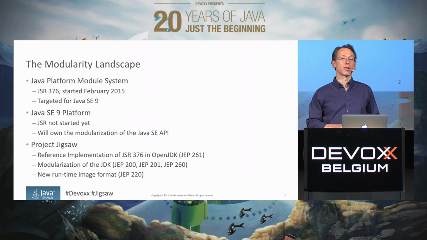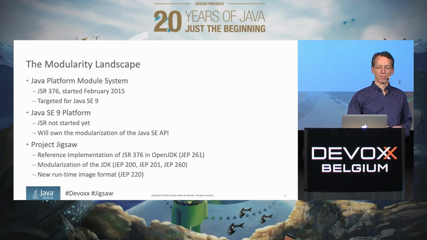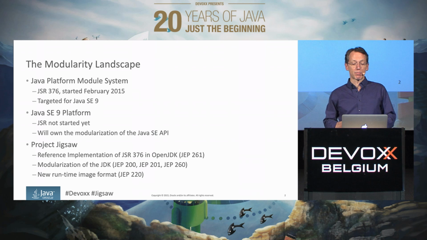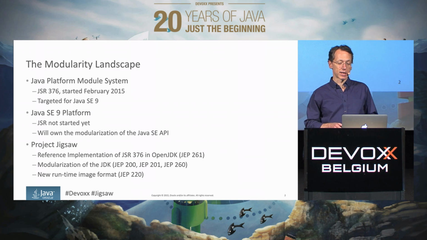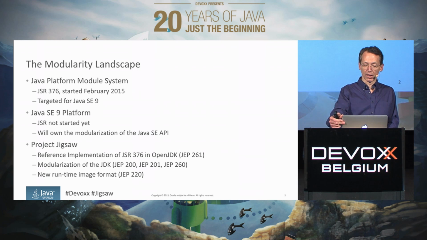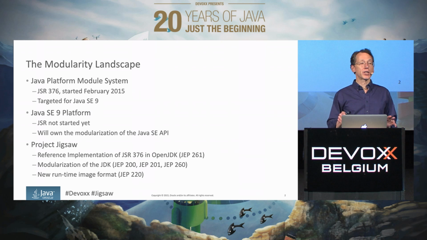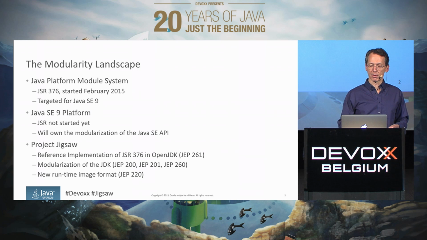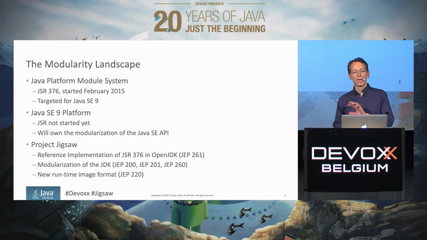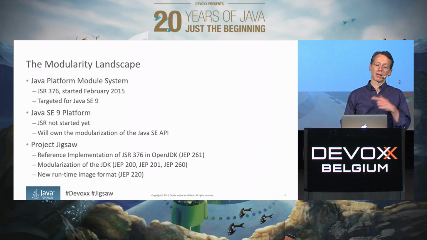Third, Project Jigsaw is an OpenJDK project to implement the Java Platform Module System. That's JEP 261. It includes support for modules in javac, Javadoc, and the Java launcher, and so forth. Project Jigsaw also splits the JDK into modules. Remember, the JDK is the reference implementation of the Java SE platform specification. There are 3 JEPs for that, 200, 201, and 260. These modules will be an input to the Java SE 9 platform JSR when it modularizes the Java SE API.